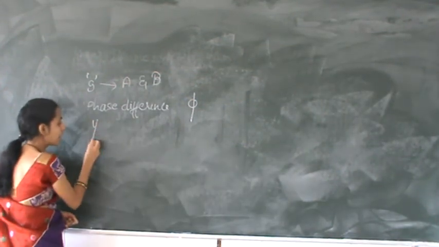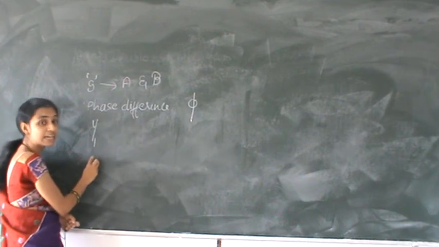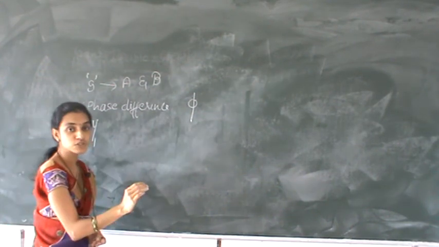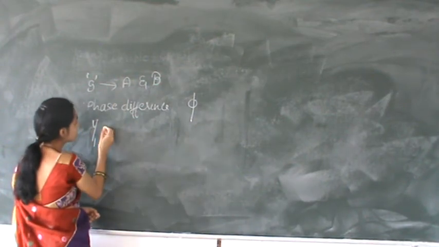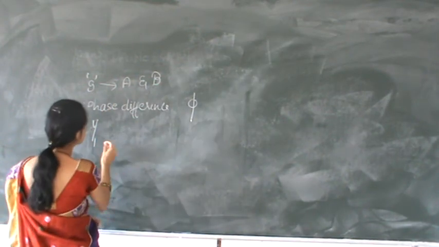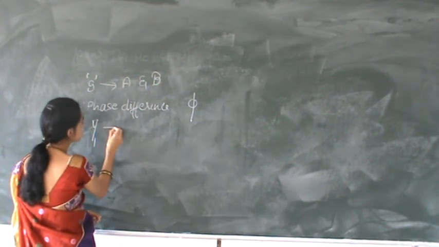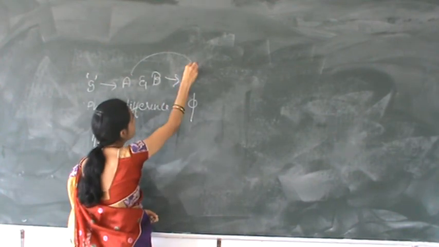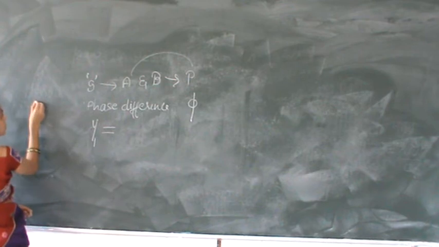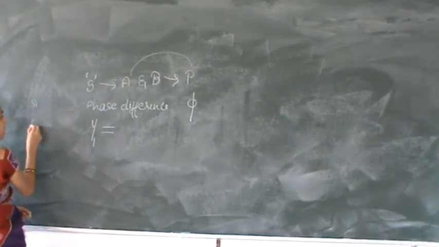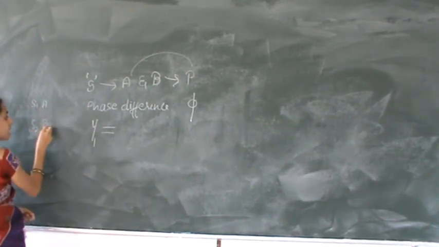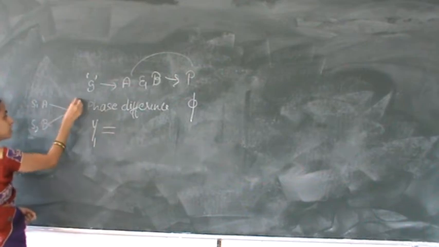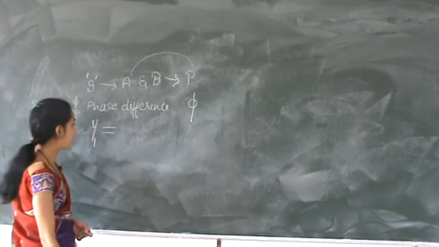Here let y1 be the displacement of the source from A to a point P. Instead of S1 and S2, I have considered A and B. So take a point P. There is a phase difference of pi.